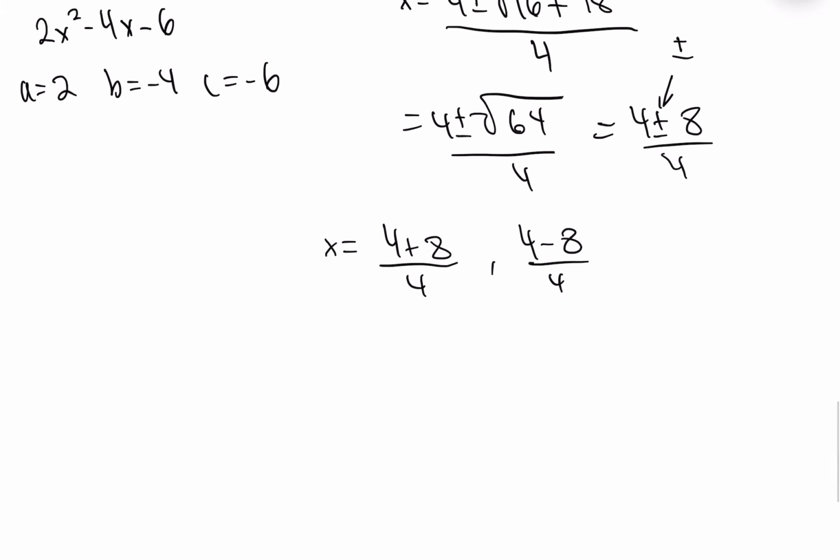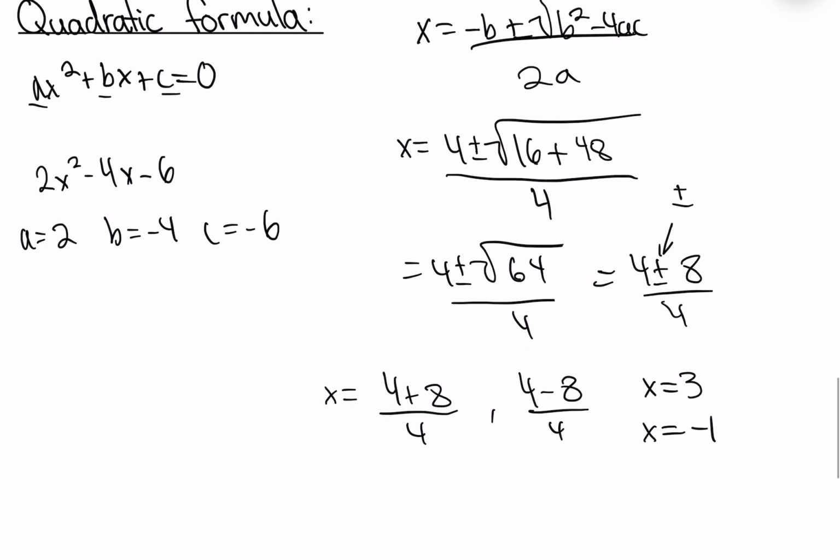Now, if we simplify this, x is equal to 12 over 4, so 3, and x is also equal to negative 4 over 4, so negative 1. So, in this equation, 2x squared minus 4x minus 6, x would have to be equal to 3 or negative 1 for this equation to be equal to 0. Boom. These are the solutions, and these are the points where your parabola touches the x-axis.